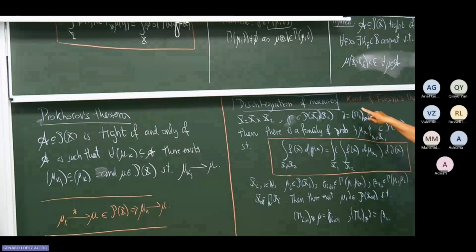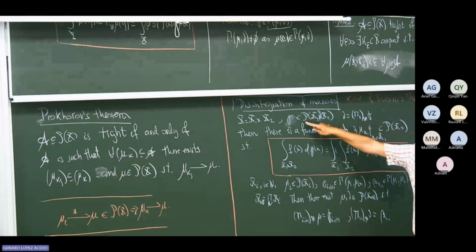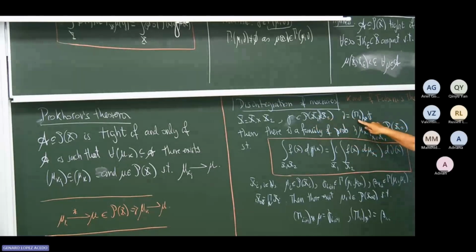And what we say in this disintegration of measures is that there exists a family of probabilities on the second space, on x2, right? In such a way that we can do this, right? It's like we integrate with respect to the set of probabilities in x2, and then we integrate with respect to the marginal of the big measure when we project it on the first coordinate. Right? So it's a kind of Fubini, but not for product measures.